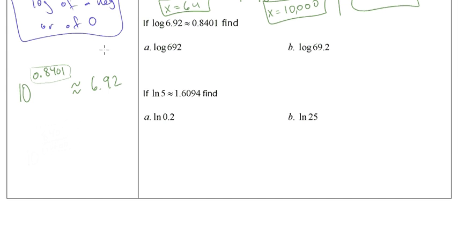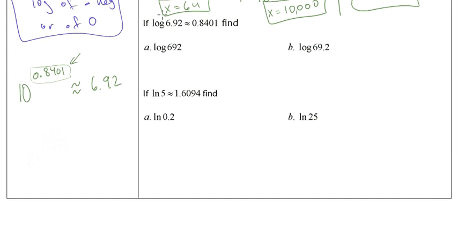Now, as we go through here, remember that the roughly equal to 0.8401 is talking about the exponent. So how many tens are multiplied together? If we can keep that in mind, these next couple problems will be a lot easier. So again, log base 10 of 6.92 is roughly equal to 0.8401, meaning in exponential form that base 10 to the 0.8401 power is roughly equal to 6.92.